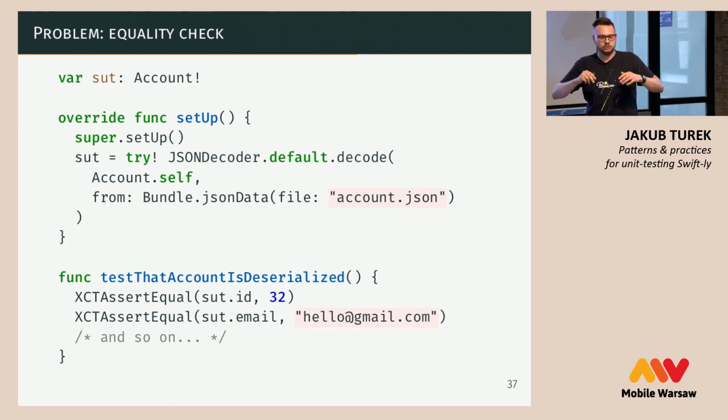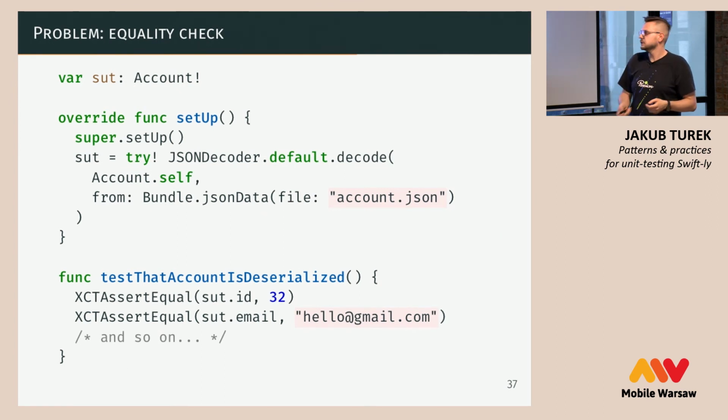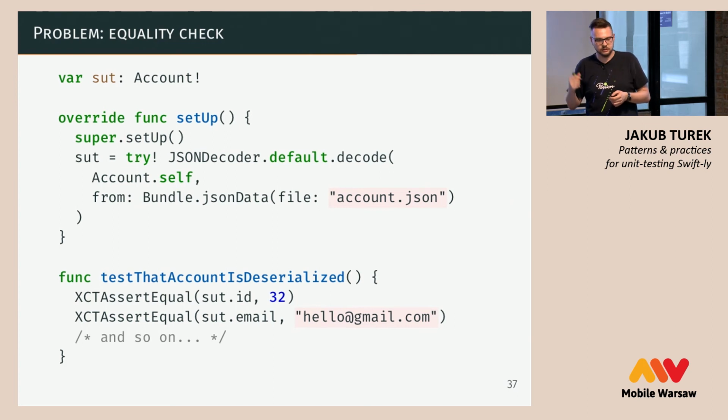You want to test how it's deserialized from a JSON file. So what you do is you assert the properties one by one, and as long as the model grows, you find yourself in a position where it has many properties and you forget to test another one. So we want to have an equality check so that the compiler will fail in here.